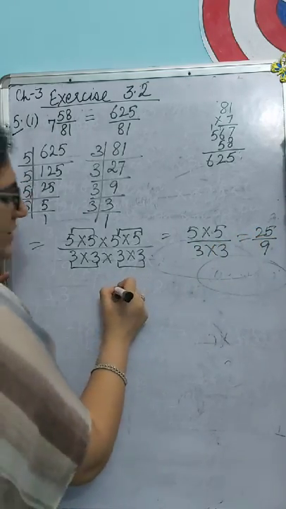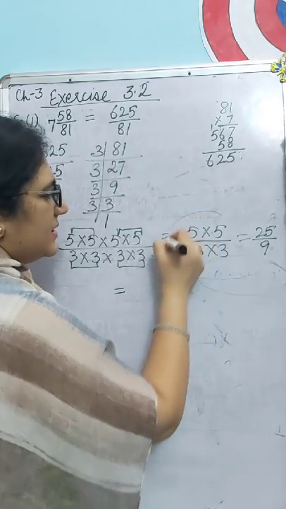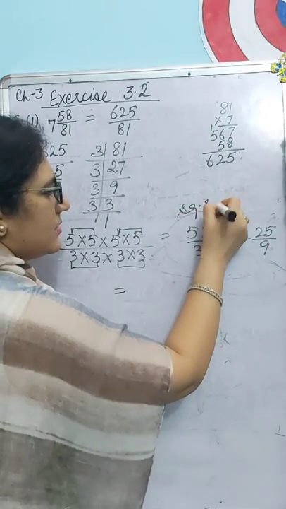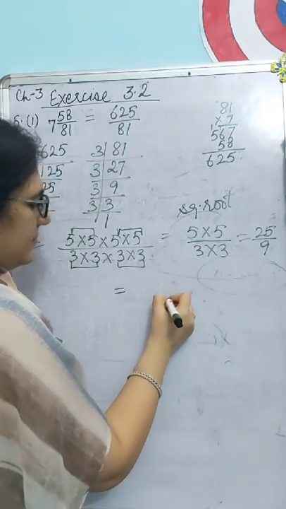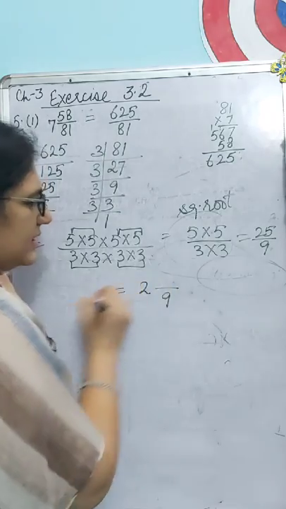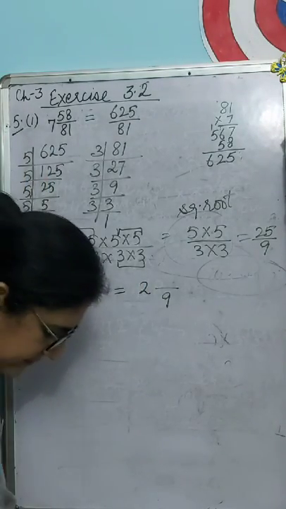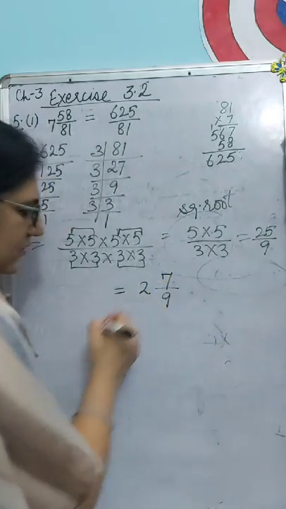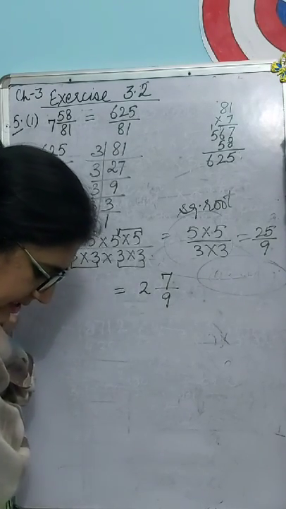Change it into a mixed fraction. Always remember this term is the square root. 9 3s are 27, so 9 2s are 18 and it is 7. 2 7 by 9 is the answer.